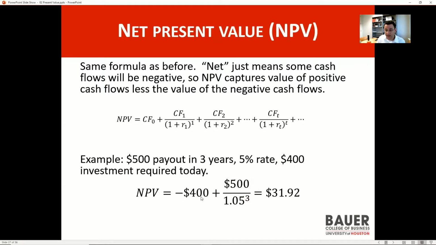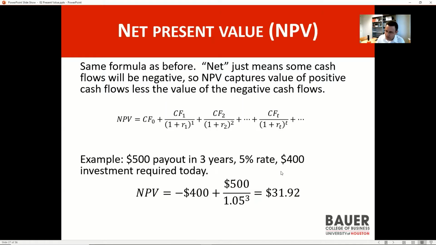Well, the present value of the negative cash flows is minus 400, obviously. That happens today. You lose $400. The present value of the positive cash flow is 431. It doesn't occur until the future, so you have to discount it. It's worth 431 to you today in present value terms. So on net, you put all of it together, the net present value is about $32.